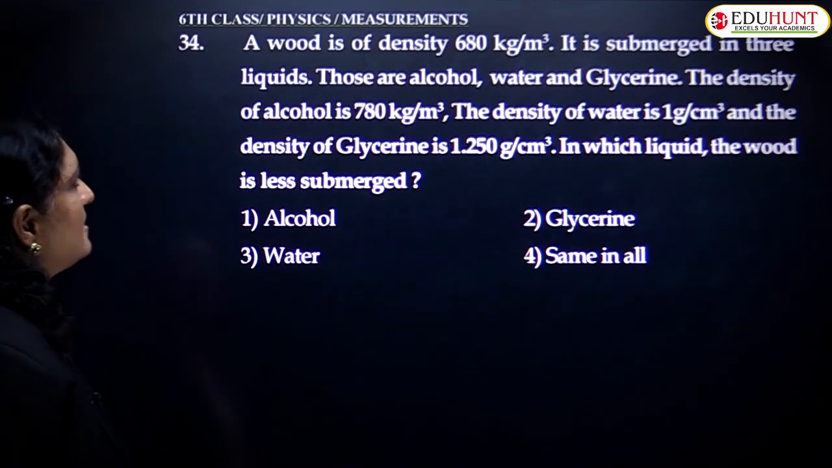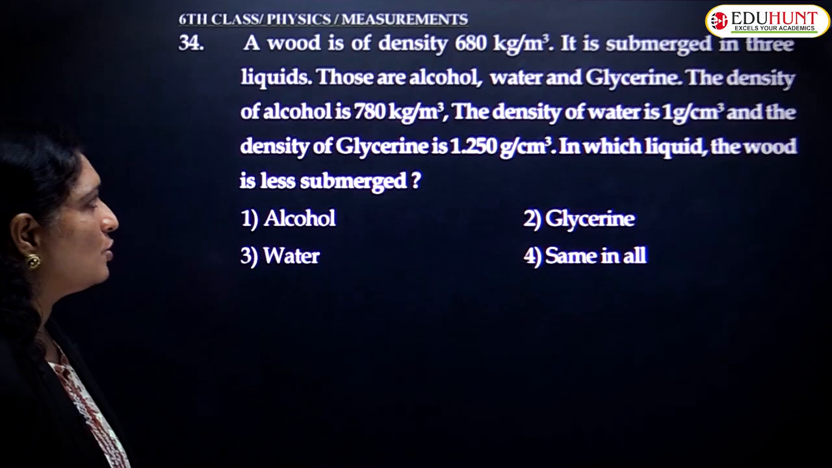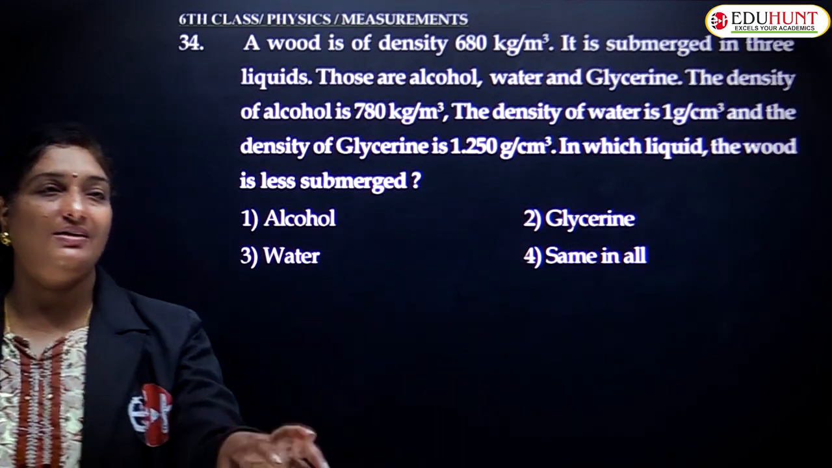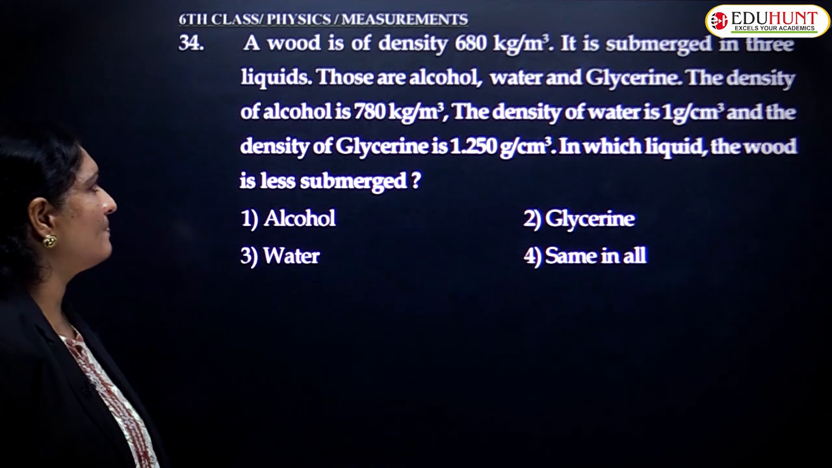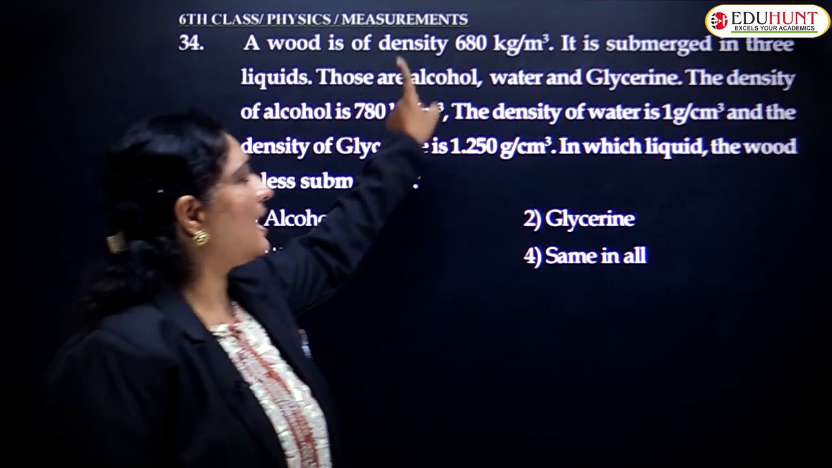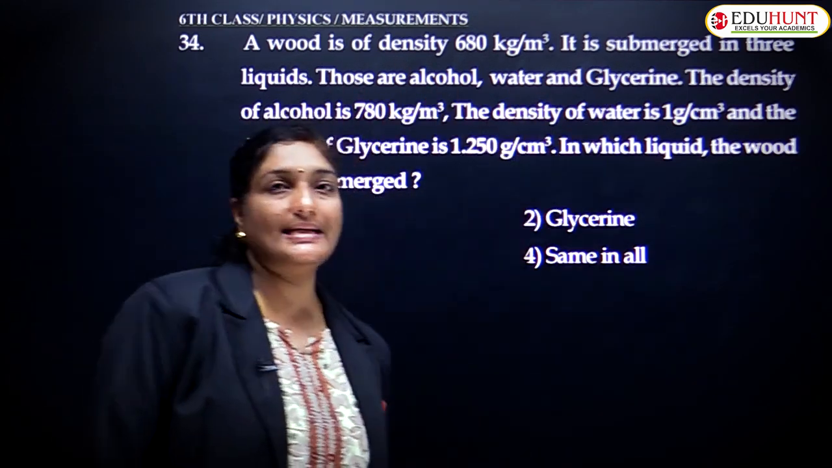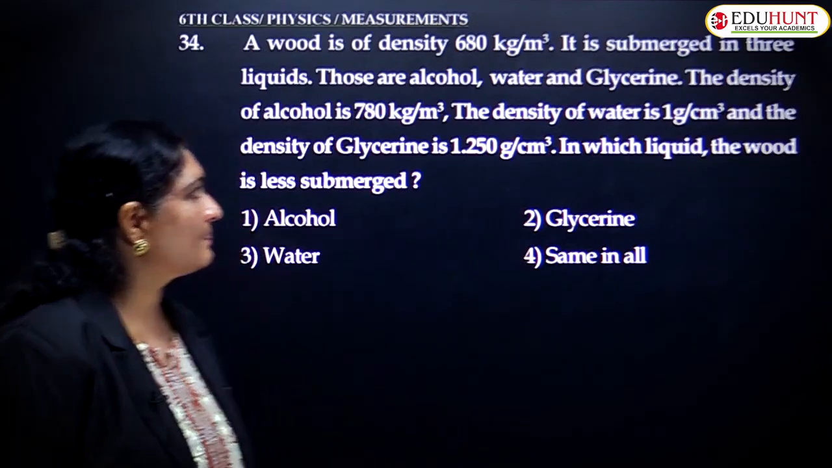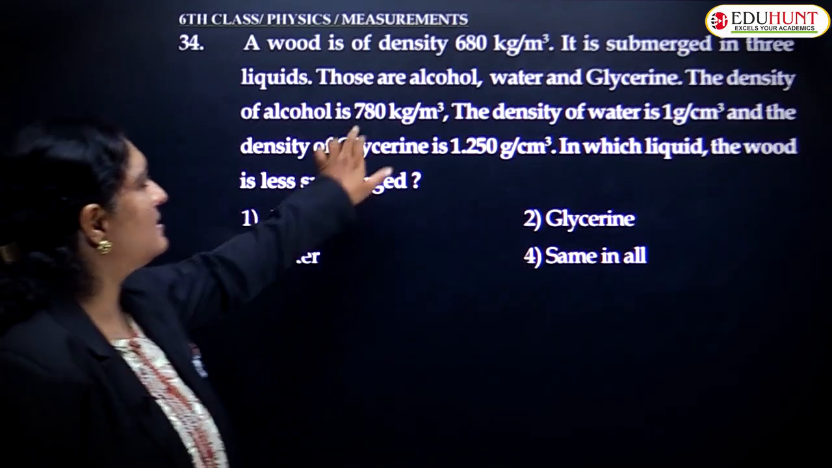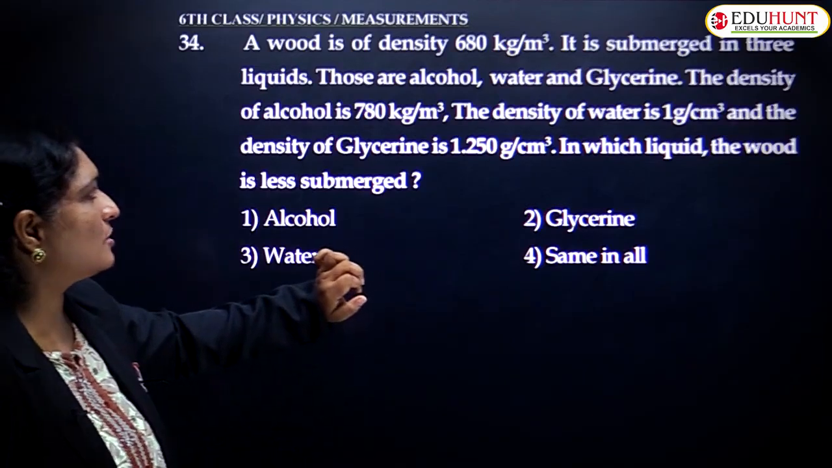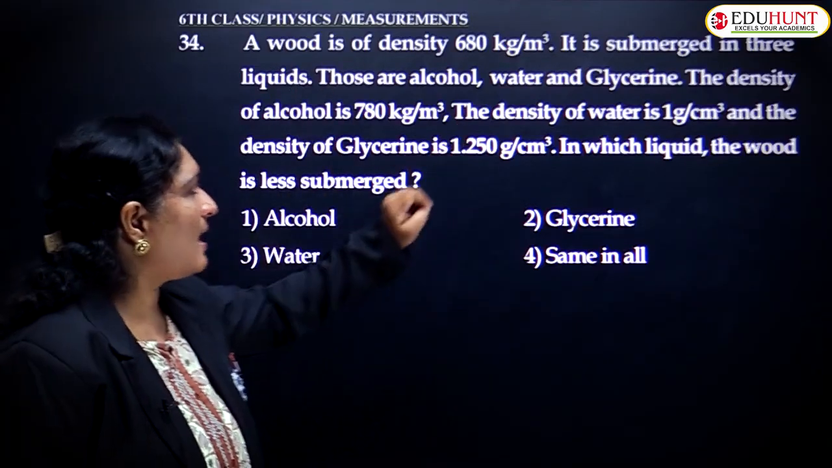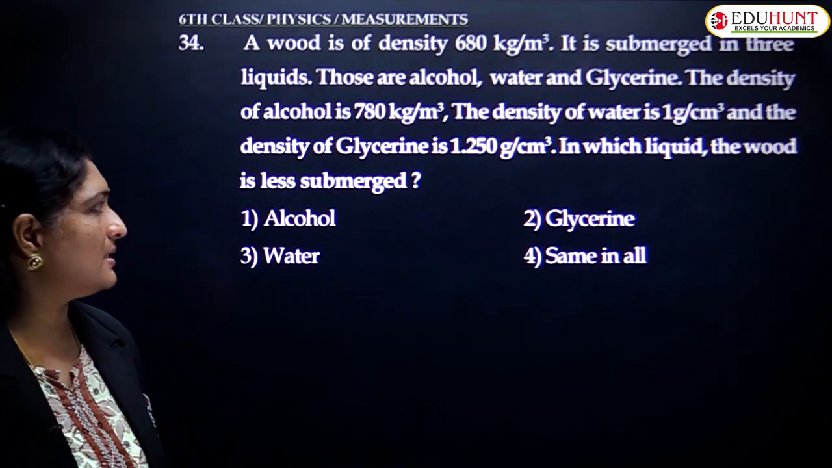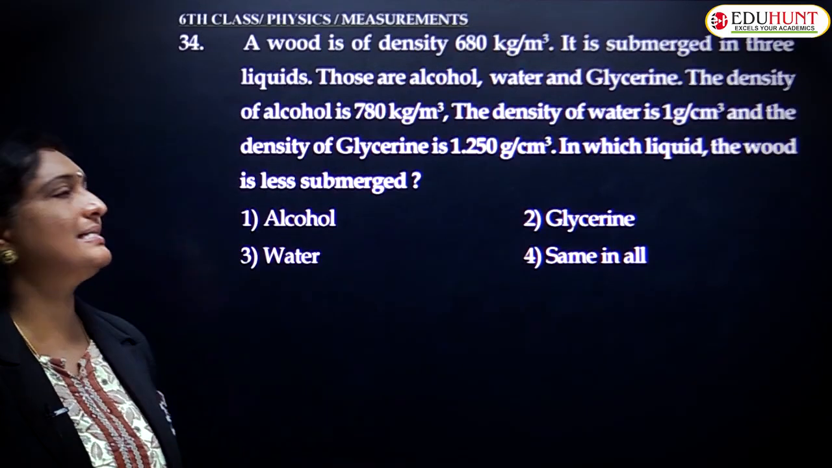Next, a wood of density 680 kg per meter cube is submerged in 3 liquids: alcohol, water and glycerin. The density of alcohol is given to be 780 kg per meter cube, water is 1 gram per centimeter cube and glycerin is 1.250 gram per centimeter cube. In which liquid will the wood be less submerged?